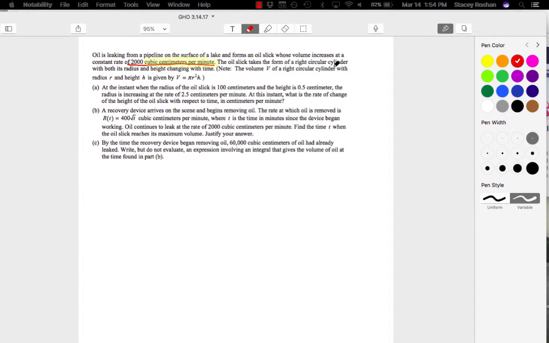The oil slick takes the form of a right circular cylinder. So it is a cylinder that we're dealing with, with both the radius and the height changing over time. So that might be an important piece of information if we have to take a derivative. So keep that in mind.